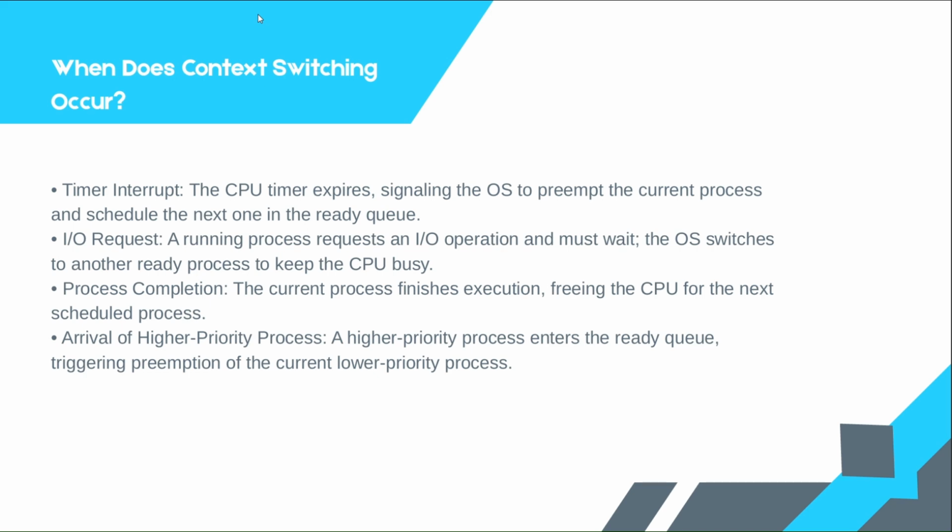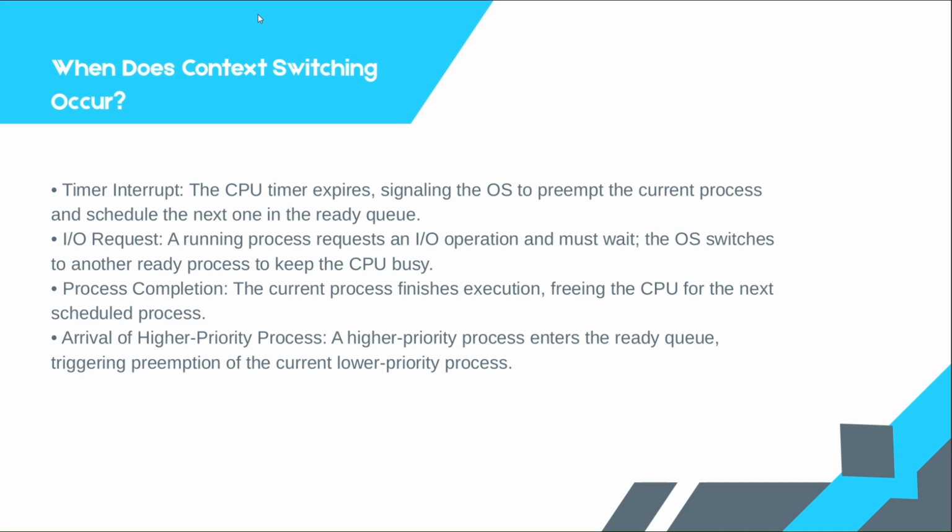The first situation is time quantum expiry. In a multitasking operating system, every process receives a fixed amount of CPU time called a time quantum. For example, suppose each process receives 20 milliseconds. Once those 20 milliseconds are over, the operating system immediately saves the current process and switches to another ready process. This ensures that every application gets a fair chance to execute.